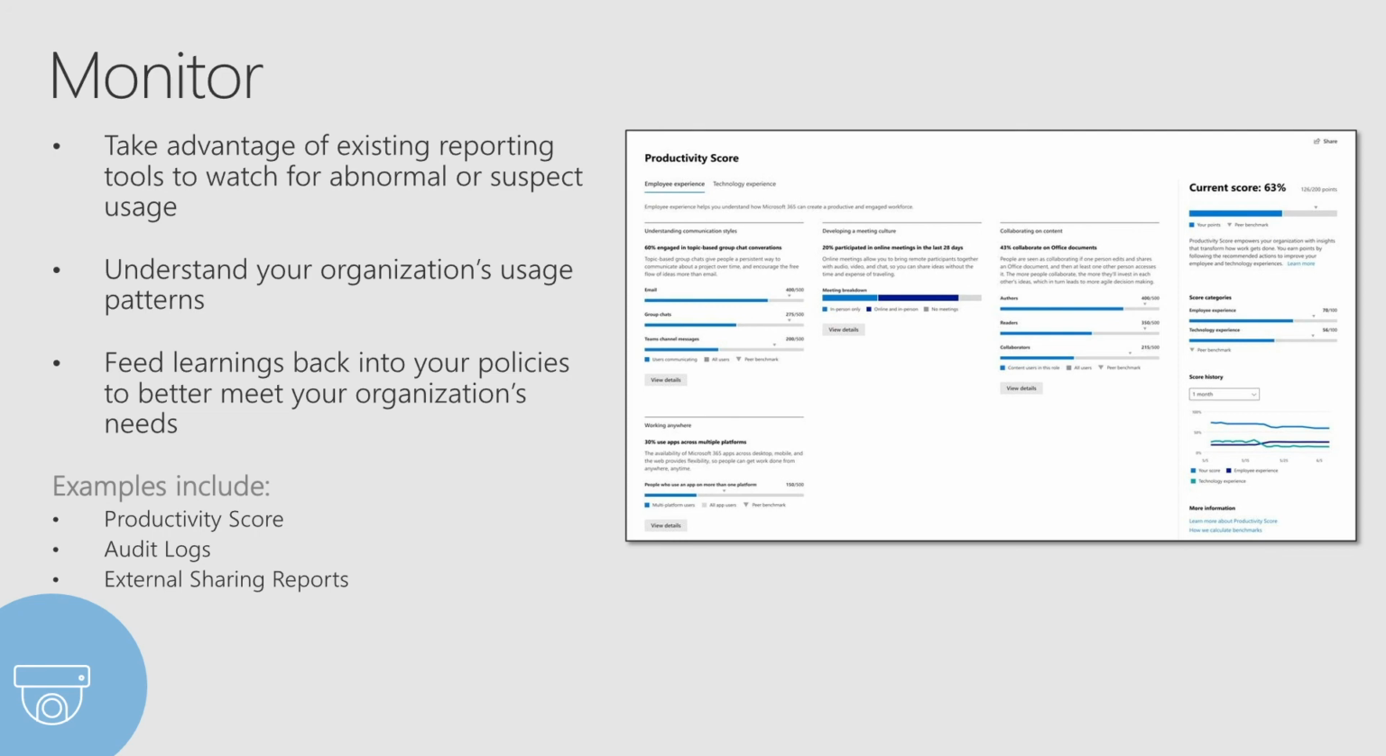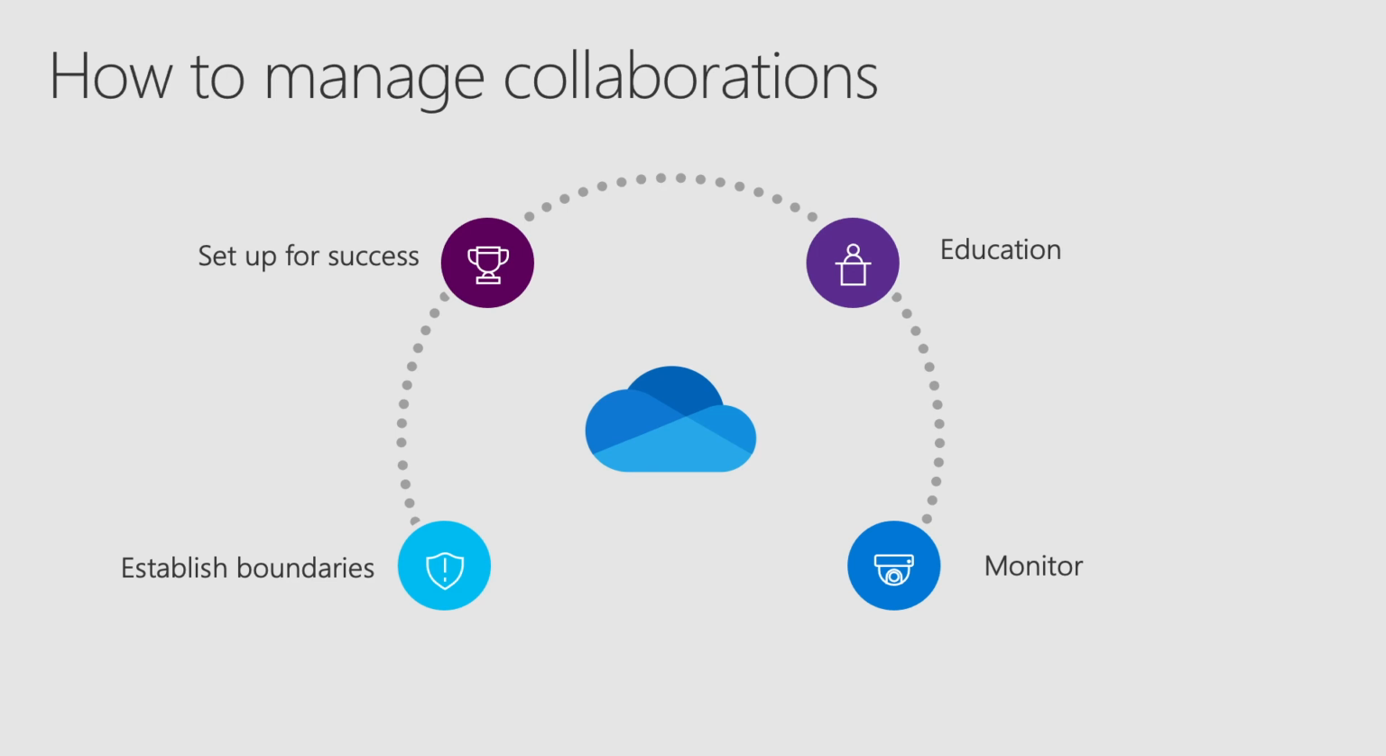Things like the audit logs will let you perform anomaly reporting to see, hey, is there a user who's downloading or sharing more files than normal? And finally, you can use our external sharing reports feature to pull out detailed information about what is being shared and with whom. That concludes our quick guide on how you can manage collaboration inside of Microsoft 365. Once again, it really comes down to these 4 steps: establishing boundaries, setting users up for success, educating them, and monitoring. Once you've done all 4 of these and apply them to your organization, you'll find that it's much easier for users to collaborate and that your content is more secure.